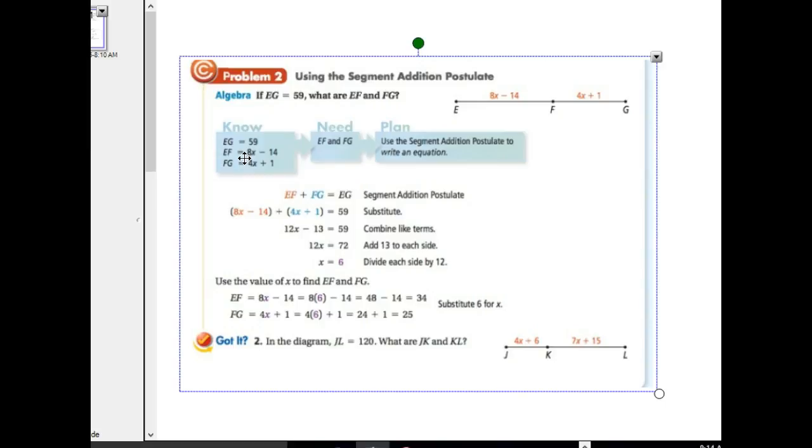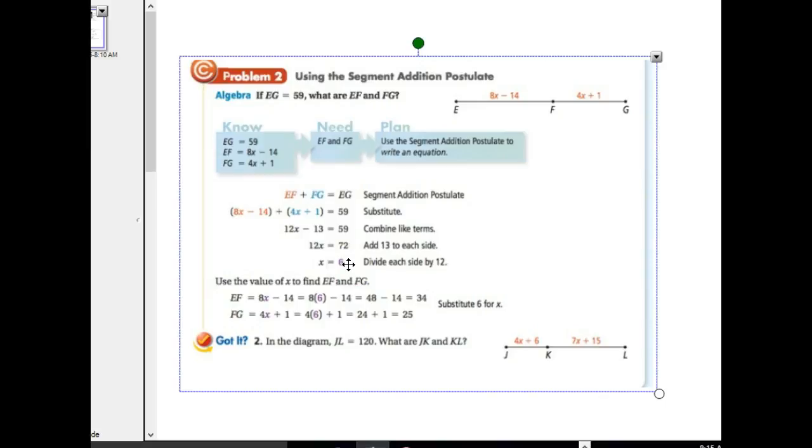We can add those two together to get the one big length. That's what this is showing you right here, that EF plus FG equals EG. Now, if EF is 8x minus 14 and FG is 4x plus 1, then as a total, they're going to add up to be 59. So when I add those two together, that's where they get the 12x minus 13 equals 59. Add the 13 to the other side, and that's going to end up being 12x equals 72. And then, of course, when you divide both sides by 12, x ends up being 6.